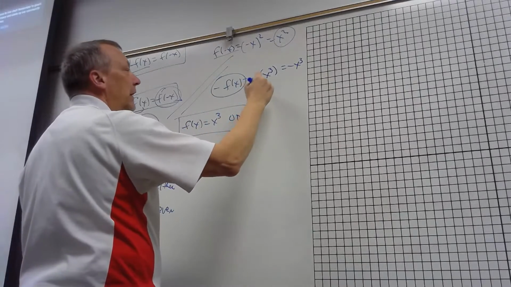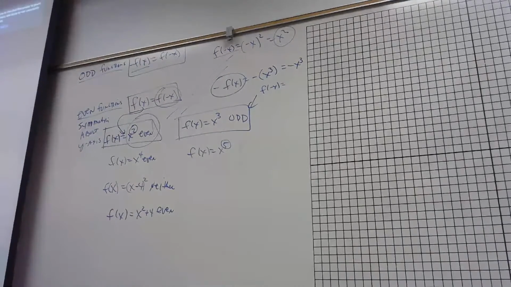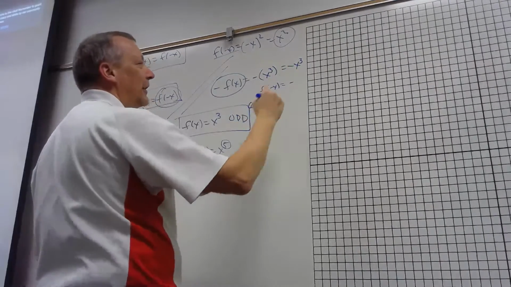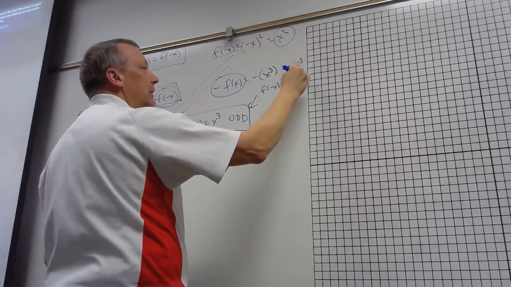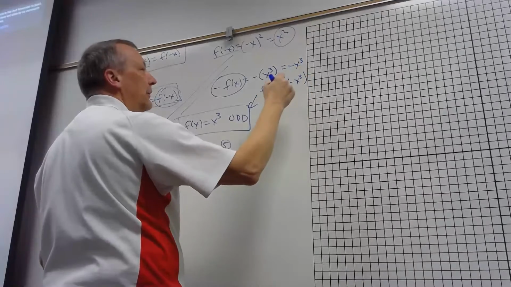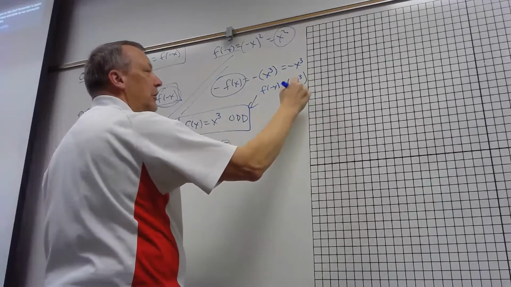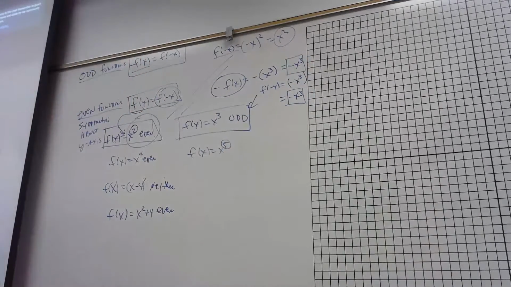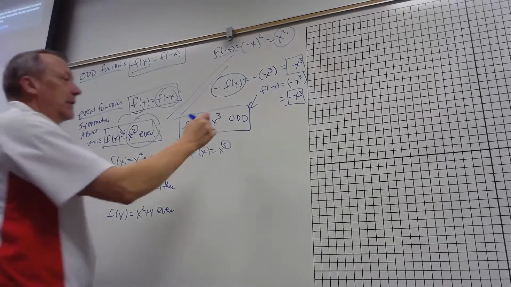Now, tell me what f of minus x equals. First parenthesis, negative x cubed. If I simplify that, it becomes negative x cubed. So this equals this. Does that make sense? So therefore, just as I said, it is odd.